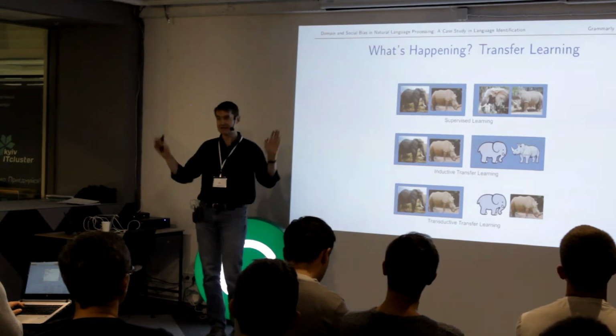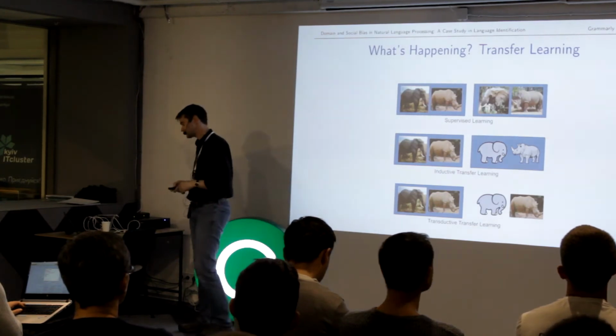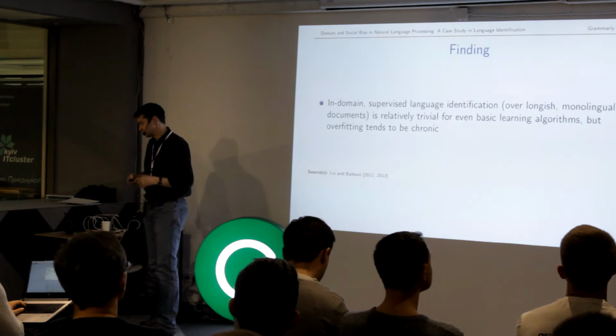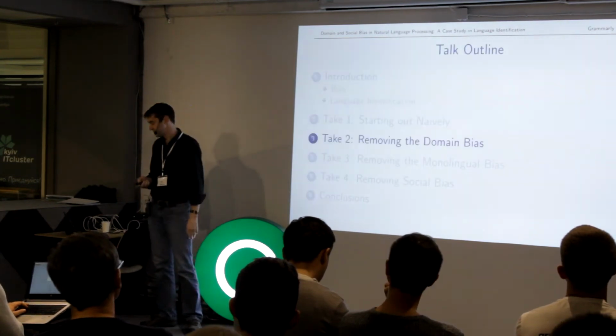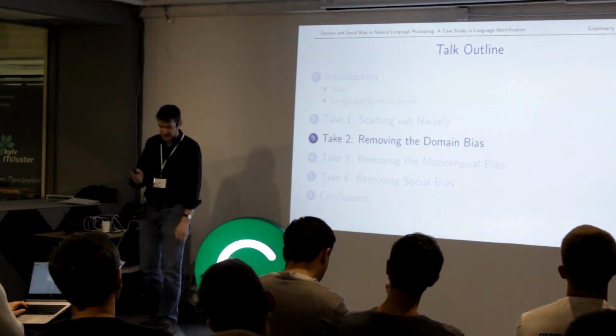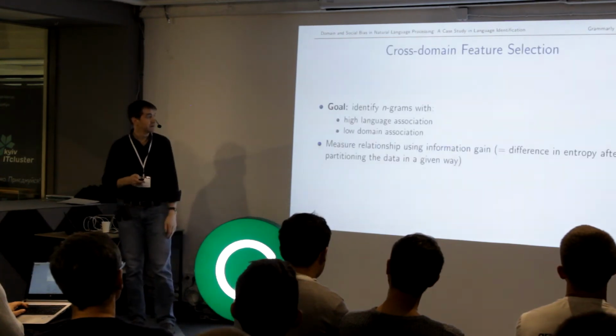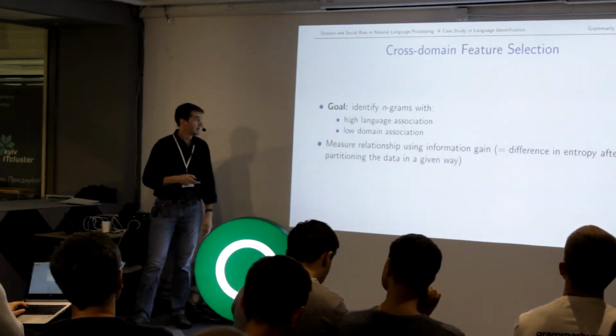We're just running it and hoping for the best. Okay, so great if we're in domain, considerably less so if we cross domain. So okay, how can we deal with this? Let's focus on the domain bias in the first instance.